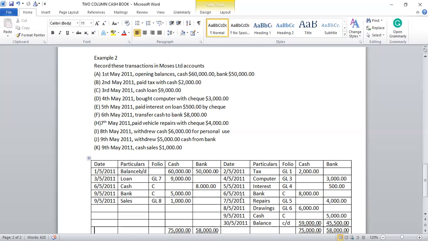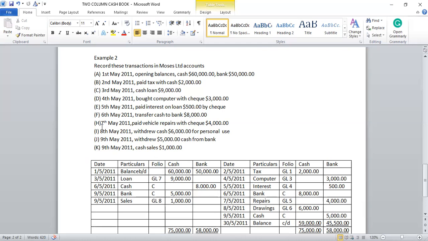So when we come here, 6 May 2011, that's the date. Particulars is bank, and the folio is C because it's a contra entry, and the cash account is being credited for $8,000. Then we come here, 6 May 2011, that's the date. The particulars is cash, and the folio is C because it's a contra entry, and the bank account receiving the money being debited with $8,000.